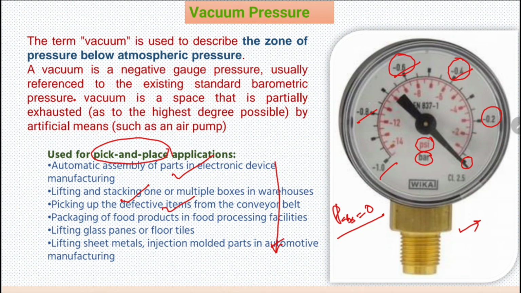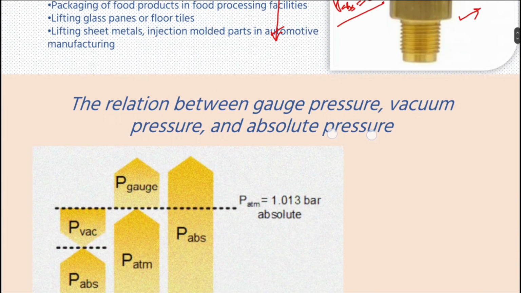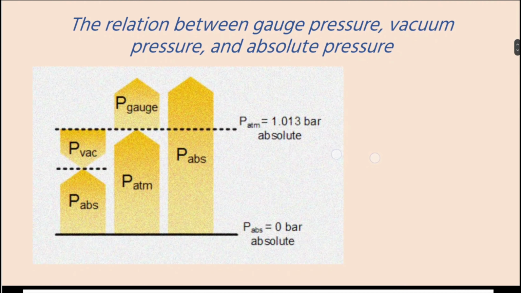If we use this device to measure the vacuum pressure, and suppose it says minus 0.6 bar, that means it is 0.6 times 1 bar, and that much is below the atmospheric pressure. So using this device you can quickly measure the vacuum pressure. Let's take another figure which will make this more clear to you.